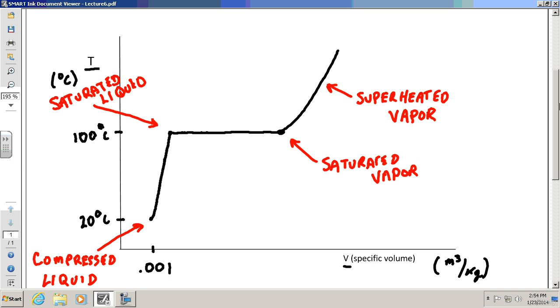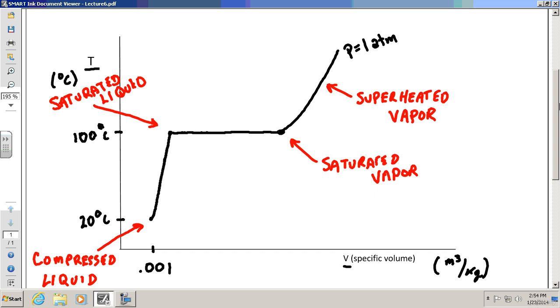Now, recognize, again, all of this was the assumption that I had a constant pressure process. The pressure for the whole process was 1 atmosphere. But in thermodynamic applications, it's not always 1 atmosphere. It's not always regular standard atmospheric pressure. So I'm going to add something else to this drawing that's very important.